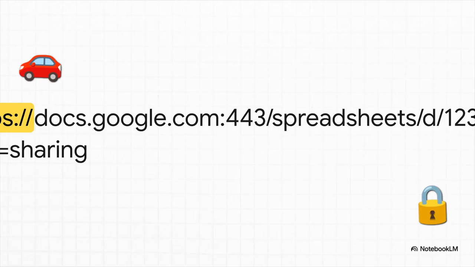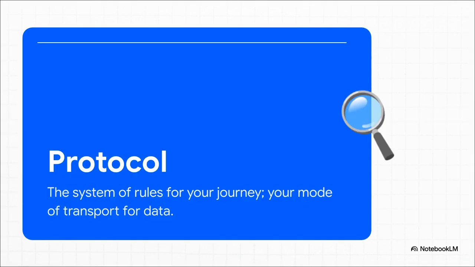First things first, let's look at that HTTPS right at the beginning. This is what we call the protocol. And I know, it sounds super technical, but the idea behind it is actually pretty simple. The protocol is just the set of rules for the conversation between your browser and the server. In our city metaphor, it's basically your mode of transportation. It decides how you're going to travel to get the data you're looking for.